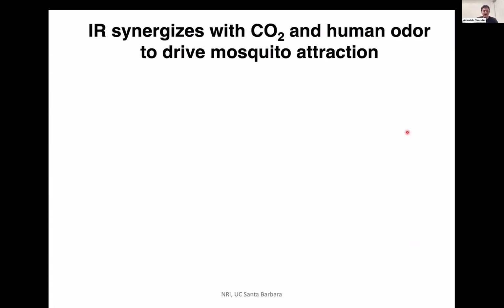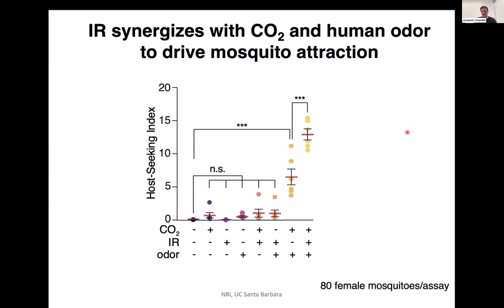Next, we wanted to explore whether that IR synergizes with CO2 and human odor to drive mosquito attraction. Here, I'm showing that infrared is only an effective cue when it is combined with human odor and CO2, and not on its own. IR does not trigger host-seeking behavior itself. This makes sense because any object at 34 degrees Celsius wouldn't necessarily indicate a human host. So it's only the combination of sensory cues that drives mosquito behaviors towards the human host.